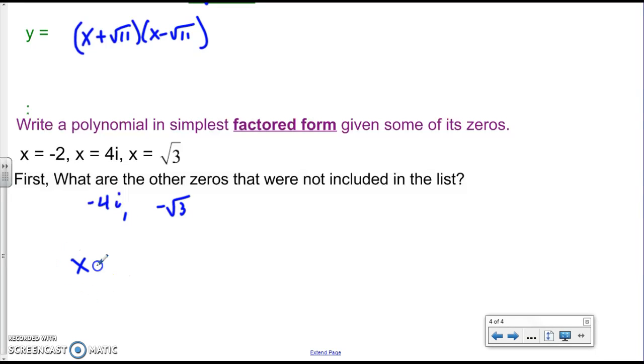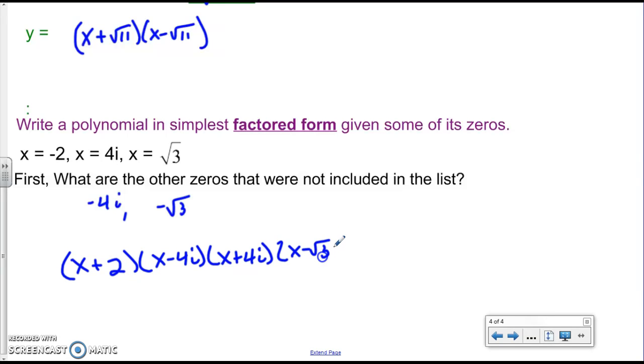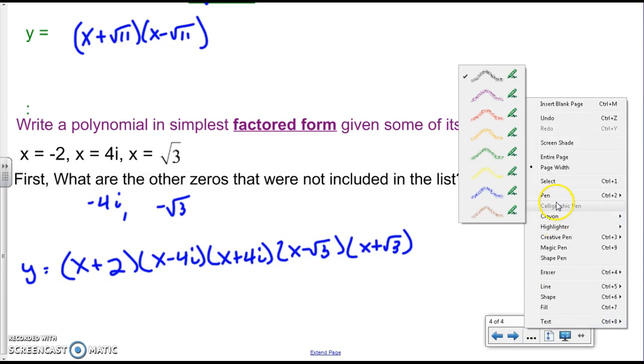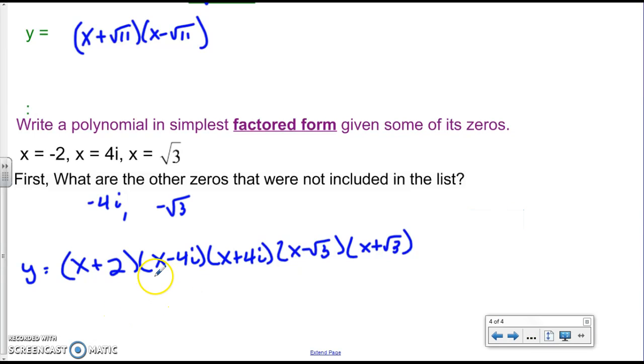Okay, so I have x plus 2, and then I have an x minus 4i, and an x plus 4i, and I have an x minus square root of 3, and an x plus square root of 3. Now, in Algebra 2 Accelerated, they're going to challenge your students a little bit more, and this will show up on some of your homework problems. Whenever I have conjugate pairs, I can actually simplify this a little bit more, and I'm going to let you see if you can figure out how to do that. But this is what this looks like. So if I have a 4i, I have to have a negative 4i. So those have to have a plus and a minus there. Same thing with square roots.